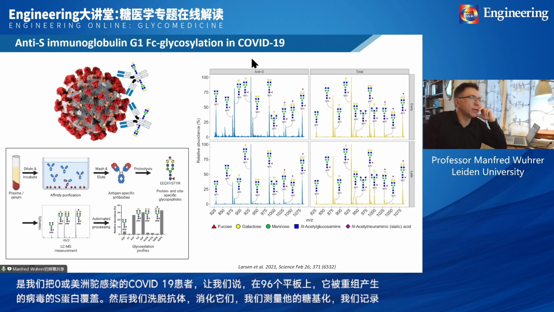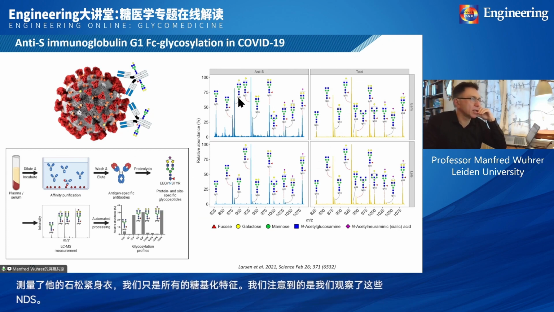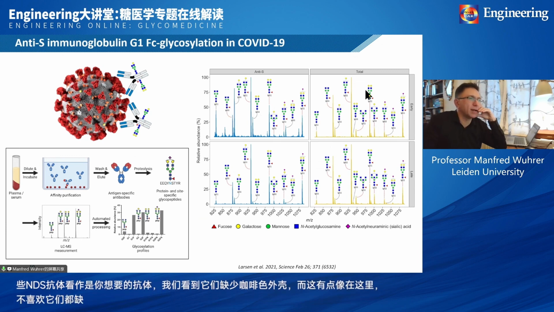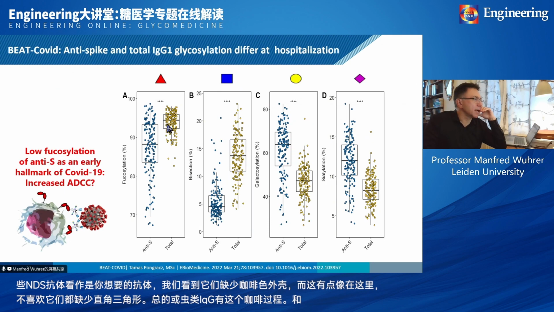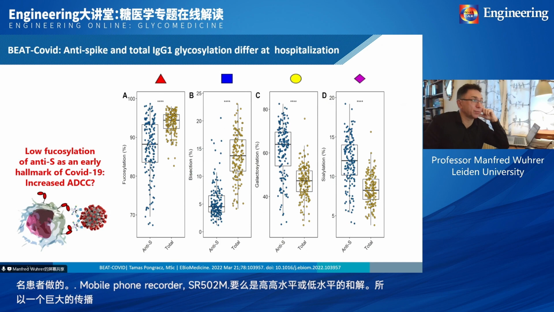And what we noticed is that looking at these anti-S antibodies, IgG1 antibodies, they have a lack of core fucose, so that's these glycan here, and this glycan, all of them lacking the red triangle, while the total or bulk IgG has this core fucose present. And this is done here for close to 200 patients. So the total IgG has high levels of fucosylation, while the specific IgGs have either a high or a low level of fucosylation, so a vast spread, and this may reflect different functionalities of these antibodies.